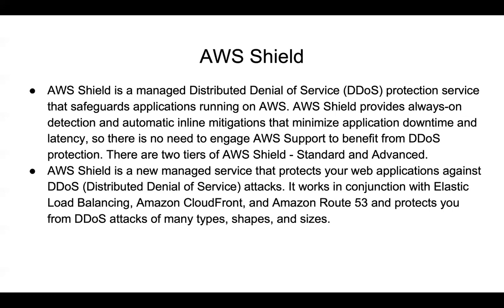It provides always-on detection and automatic inline mitigation that minimizes application downtime and latency. So there is no need to engage AWS Support for any kind of DDoS protection. And there are two tiers for AWS Shield. One is Standard and one is Advanced. Shield is a managed service that protects your web applications against DDoS attacks. It works in conjunction with Elastic Load Balancing, specifically the application load balancer. It also comes along with CloudFront and Route 53 and protects you from DDoS attacks of many types, shapes, and sizes.